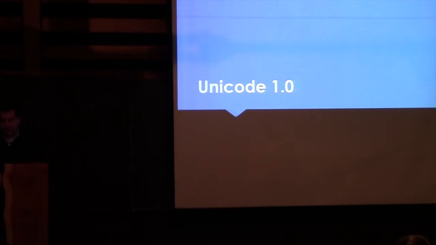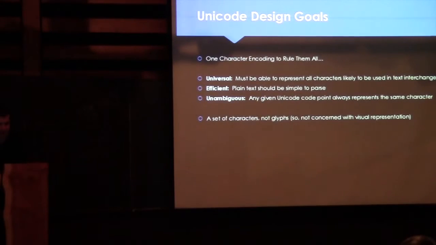So let's take a look at what was done in Unicode 1 to try and solve this. 256 characters aren't enough, and multi-byte encodings are kind of a pain to work with. So how about we use 16 bits per character?